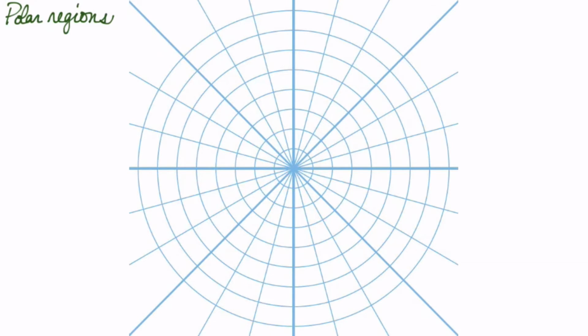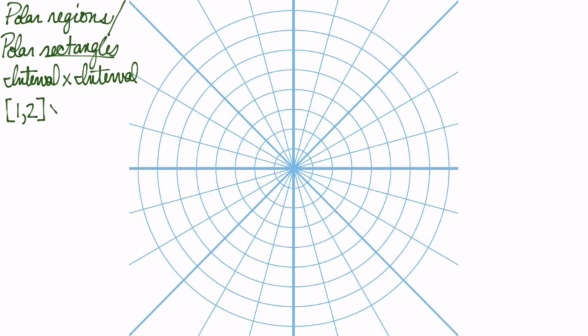So on to polar regions, or polar rectangles if you like. Again, interval cross interval. So here's an example. Draw this, okay? It's just interval cross interval. Now, the first interval always goes with r, and the second one with theta. And I'm going to label these axes. The thetas, I think you know, it's just from 0 to 2 pi, so I'll spare you that. But I'm going to choose each little tick mark to represent 1 unit.